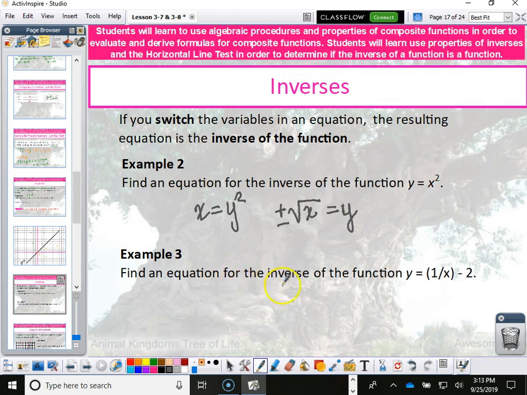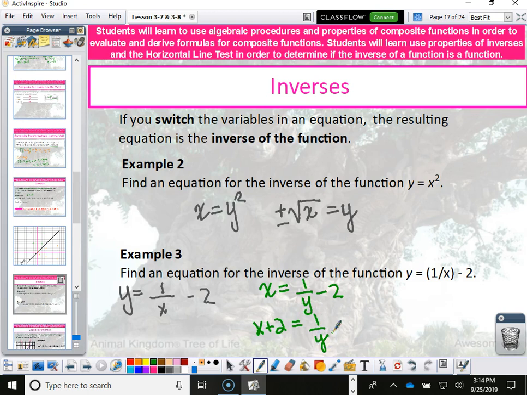The equation for an inverse of this function would be y equals 1 divided by x, and then the minus 2. So this function looks like y equals 1 divided by x minus 2. So what we want to do is solve this for y, right? So we switch x and y. So we've got x equals 1 divided by y minus 2. So we add 2 to both sides. So we have x plus 2 equals 1 divided by y.